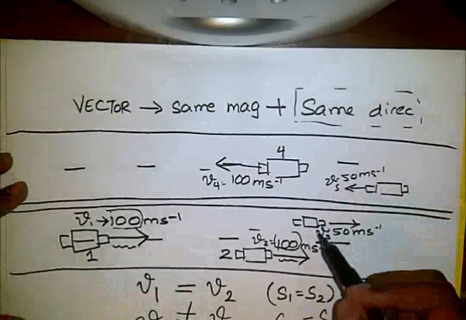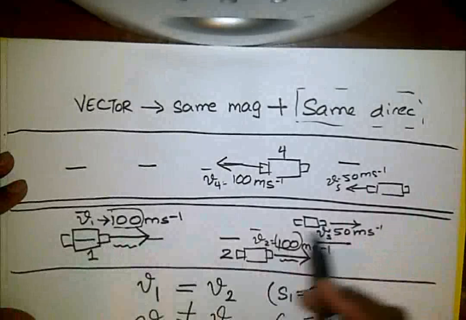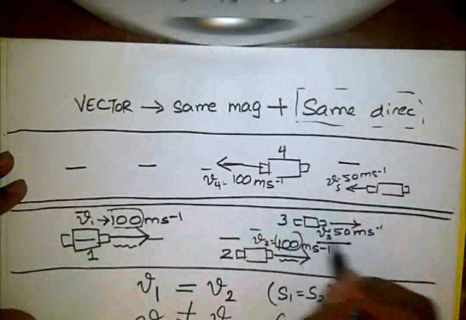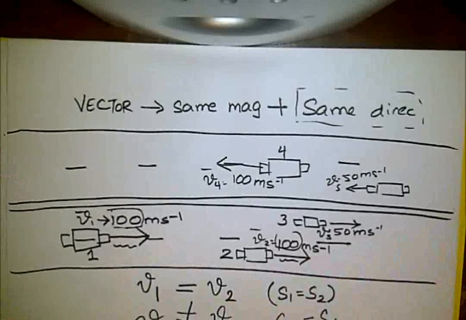So we can see from here that even though car number 1 and car number 3, this is car number 3, are in the same direction, their magnitude is different, so their velocities are not equal, so the vectors are not equal. So basically, I think this is a simple way of understanding how vectors, even though they might have the same magnitude, are not equal if they don't have the same direction.